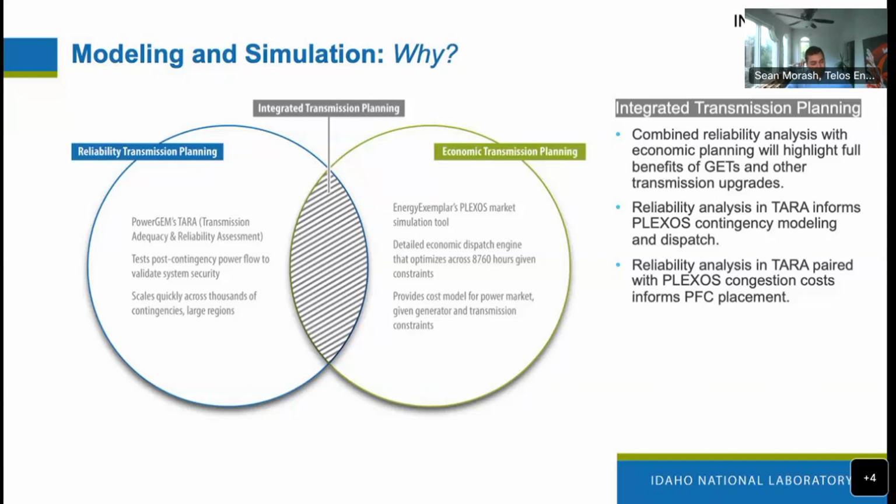So the core concept here, we think the value of grid enhancing technologies falls in between these two transmission planning disciplines. And so in order to really assess the value, we need to look at both of them.